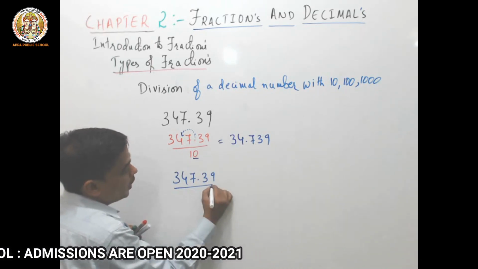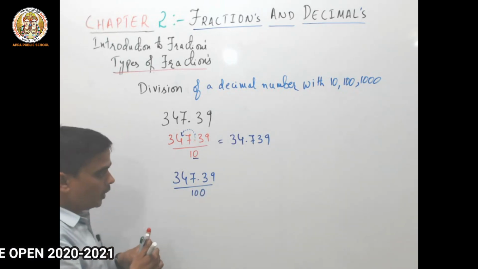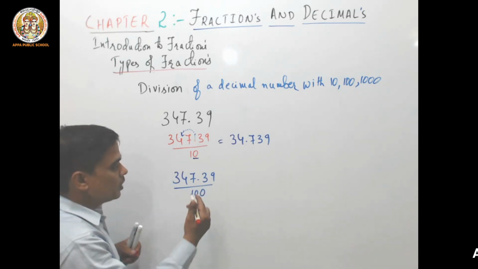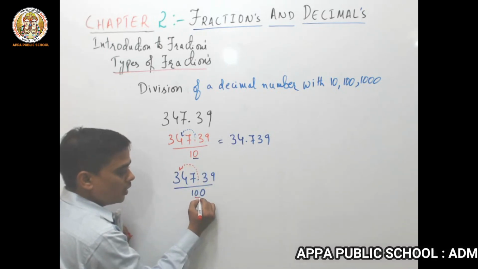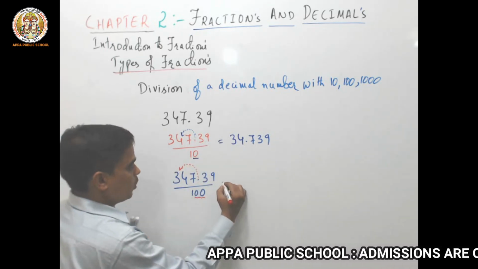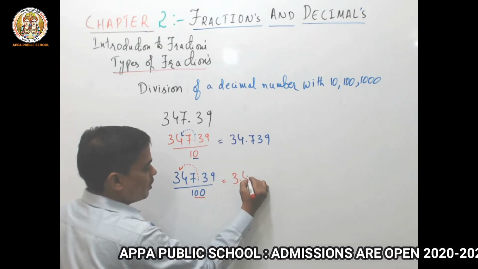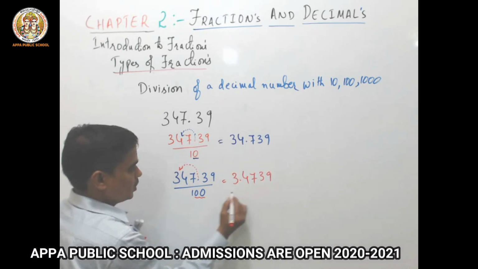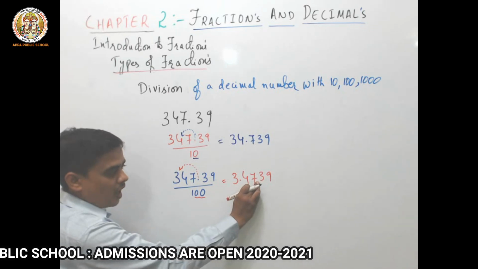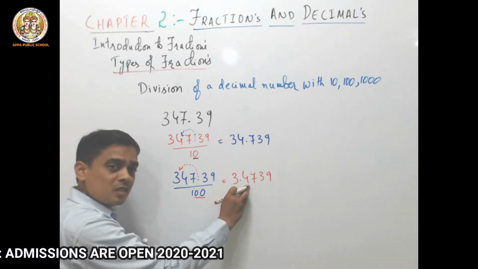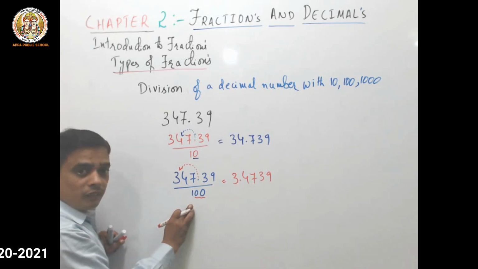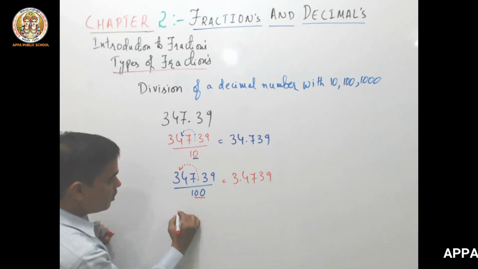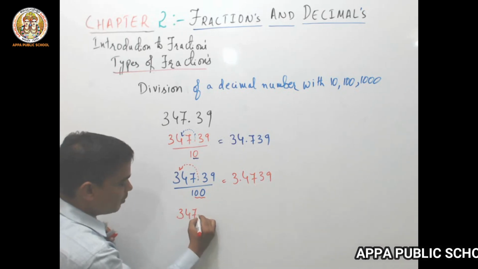Next one, suppose I take the same example, 347.39, and divide by 100. What you have to do here is shift this decimal point by two numbers. Why? Because in the denominator we have two zeros. So what I will do here: 3.4739. My decimal point was here. I have shifted it by two numbers towards my left. So it will be here. This is in case of division.